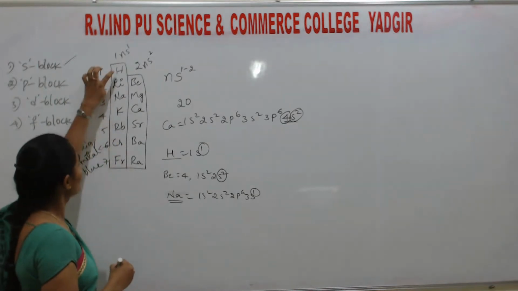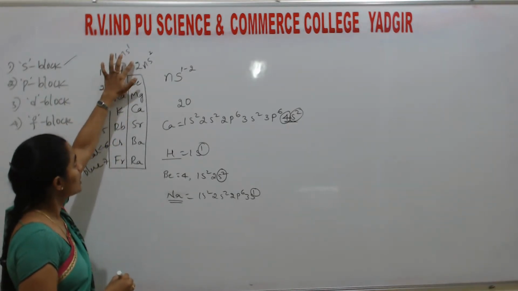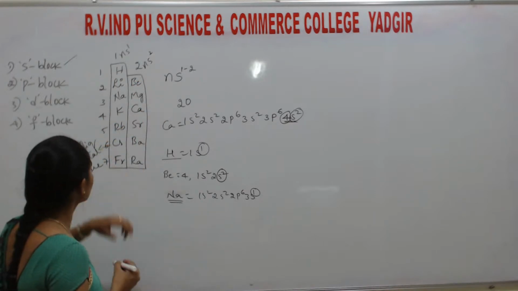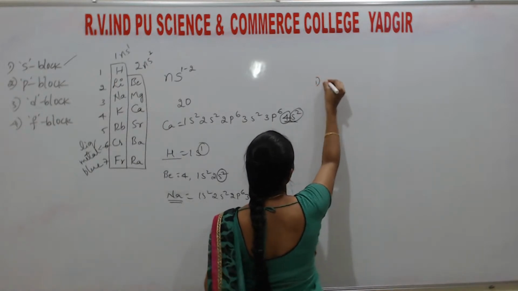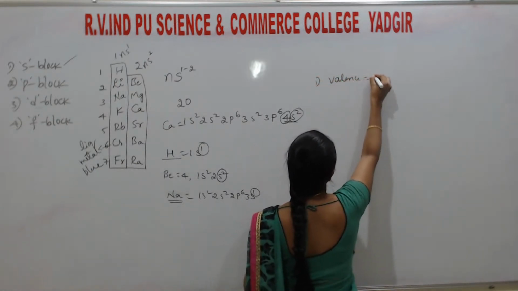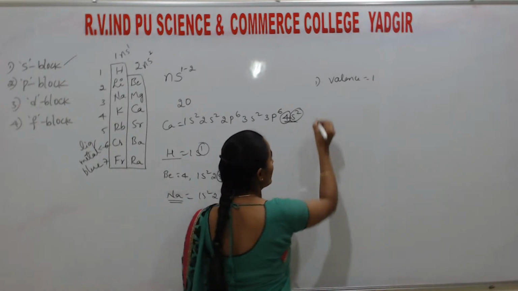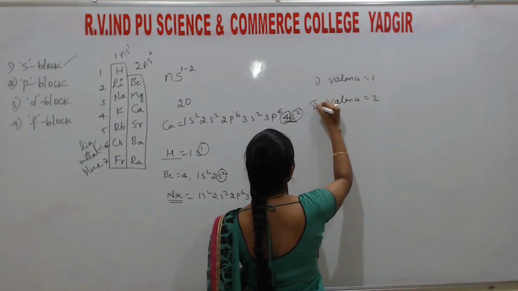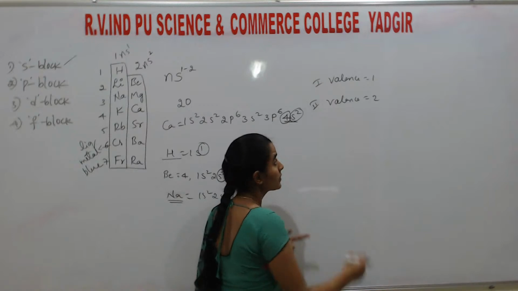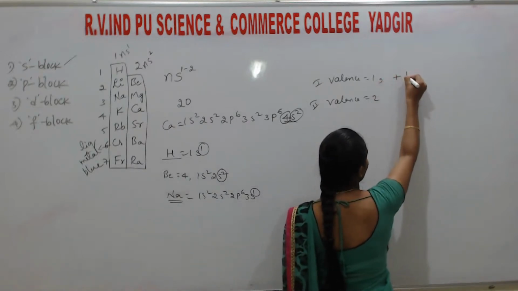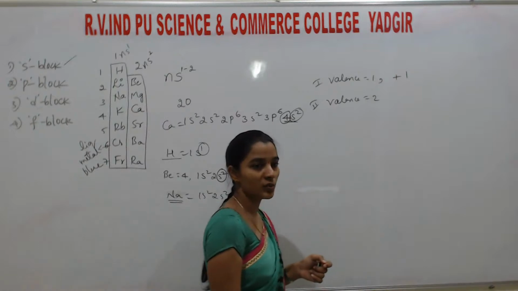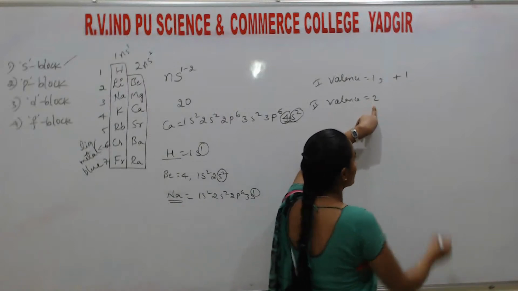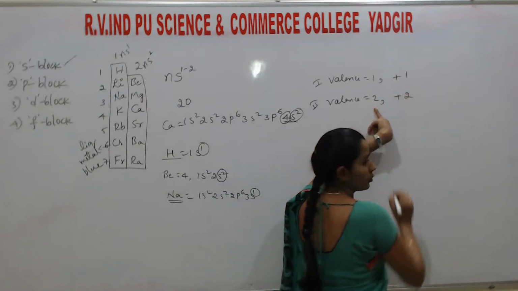The first group configuration is ns1. The second group configuration is ns2. So that means in a first group element, the valence electron is 1. In the second group, the valence electrons are 2. So the first group has the capacity to lose 1 electron, so its oxidation state is +1. These second group elements have the capacity to lose 2 electrons, so it is +2.